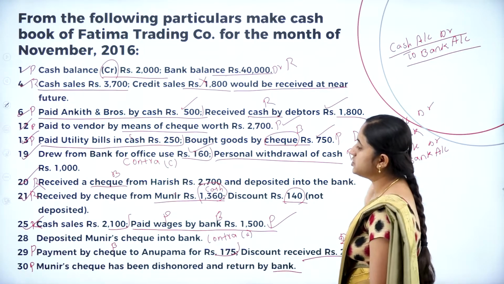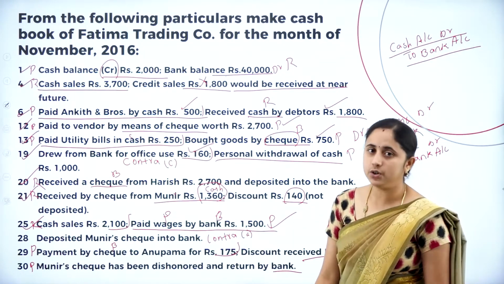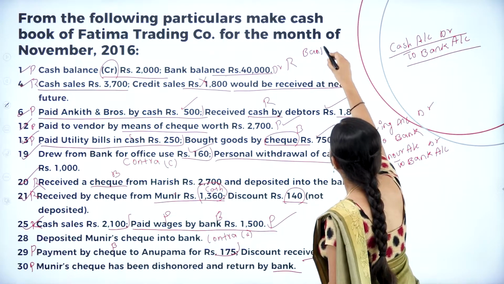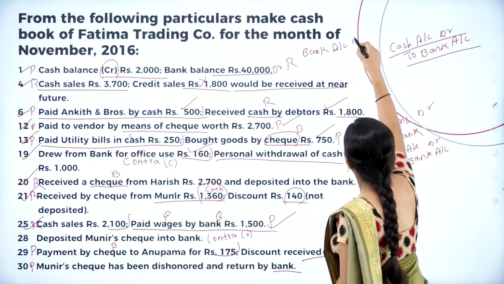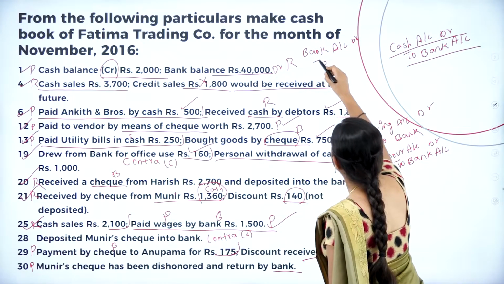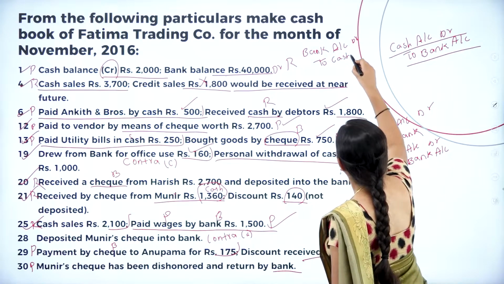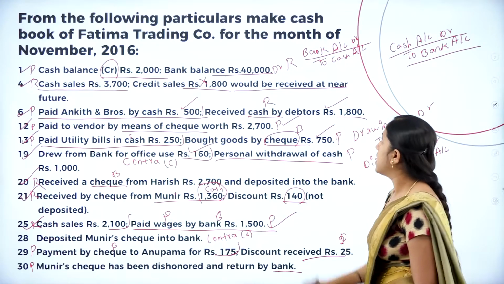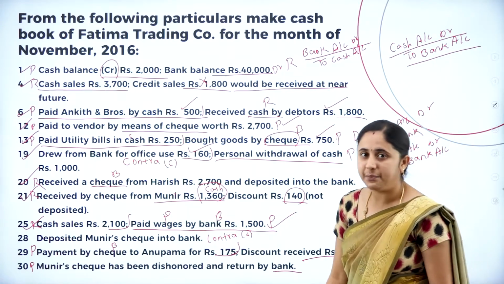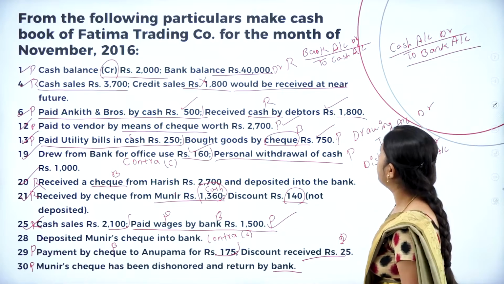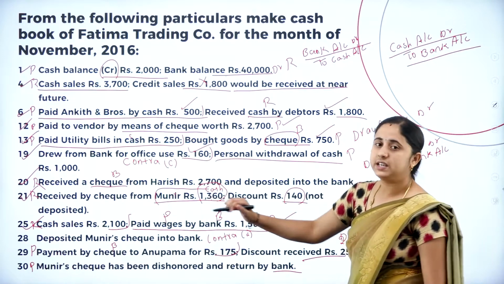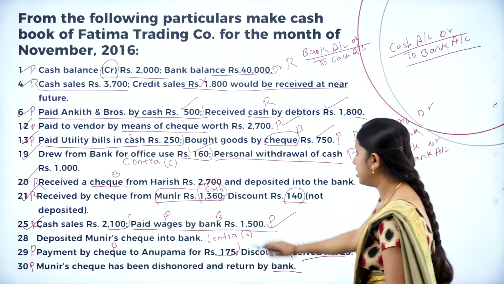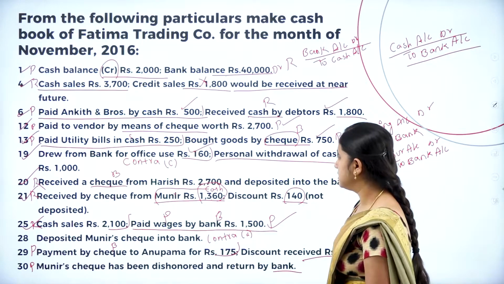So now write the journal entry for depositing check into bank. Journal entry: bank account debit to cash account. First consider bank account. Bank account is debited, so write in the debit side, to cash account, amount in bank column. You will receive the check from Munir for rupees 1360. So write to cash account, amount in bank column 1360.